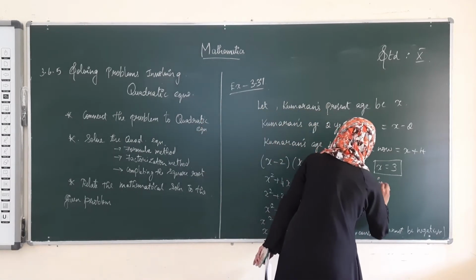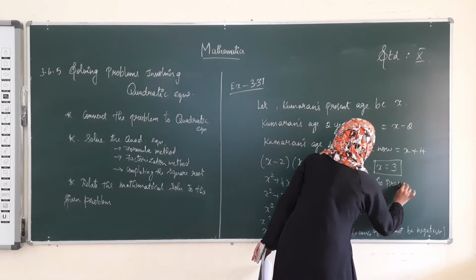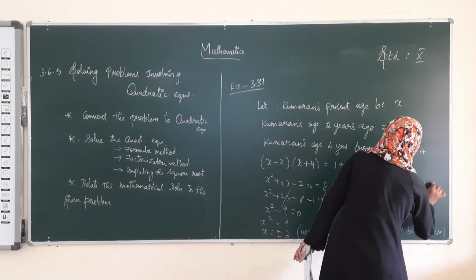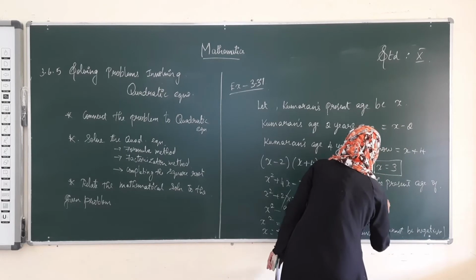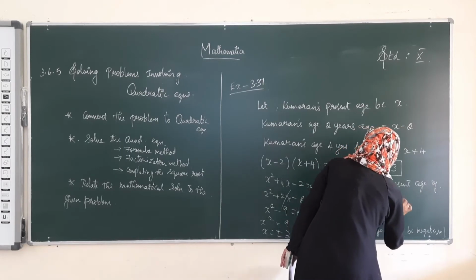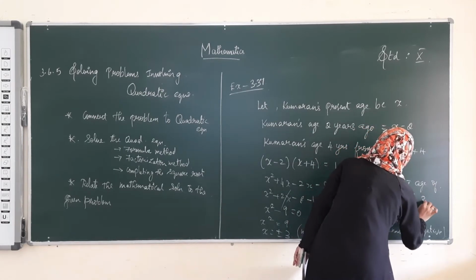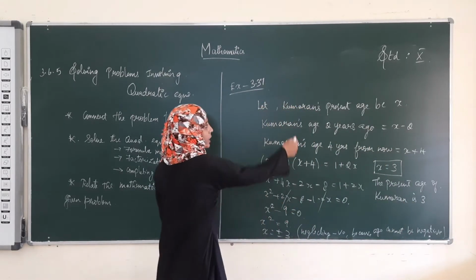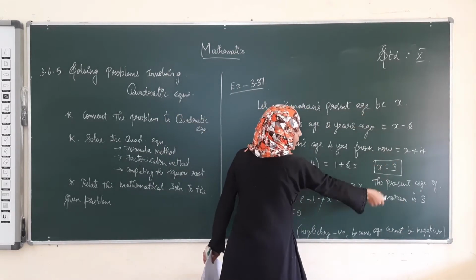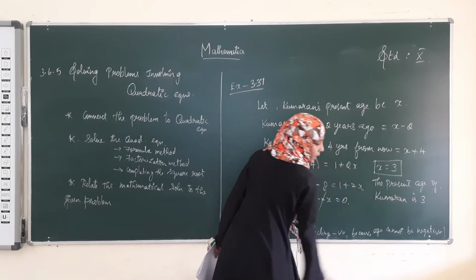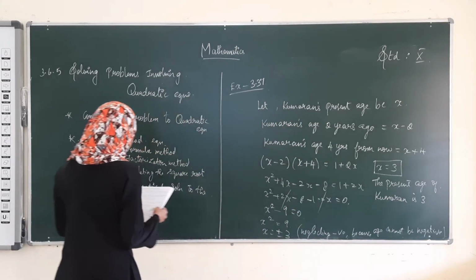Therefore, the present age of Kumaran is 3, right? We have taken Kumaran's present age as x. We found the x. Therefore, the present age of Kumaran is 3 years.